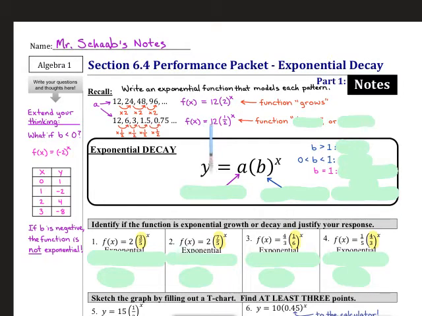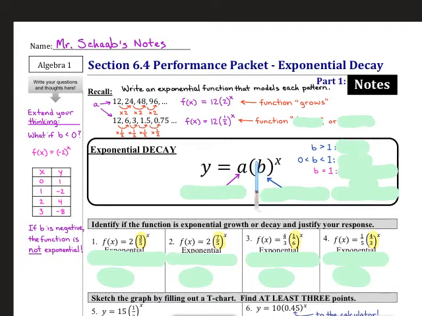We put the initial value here, which is 12, that's the starting value, and then the growth factor, what you multiply each term by, goes inside parentheses here. So a 1/2 goes inside parentheses. You can see the only difference between these two functions is that growth factor, that b value.